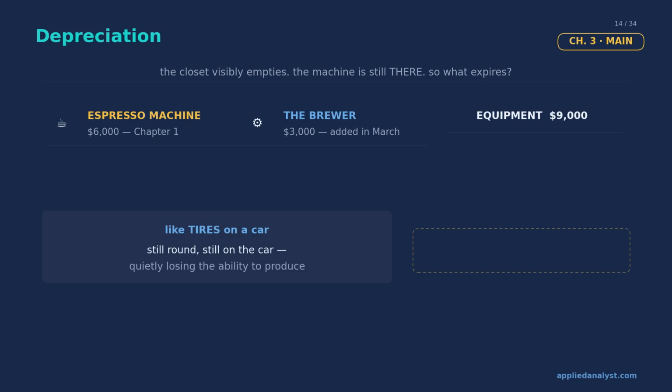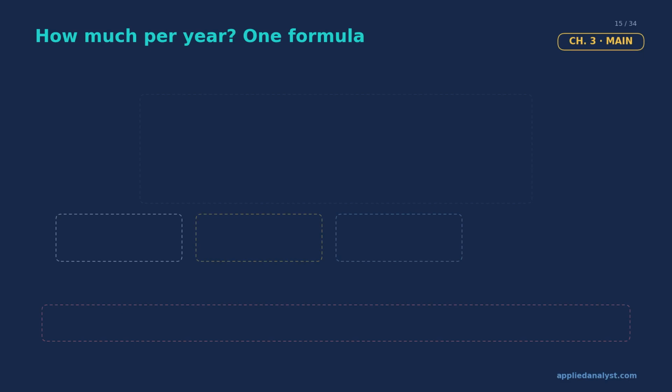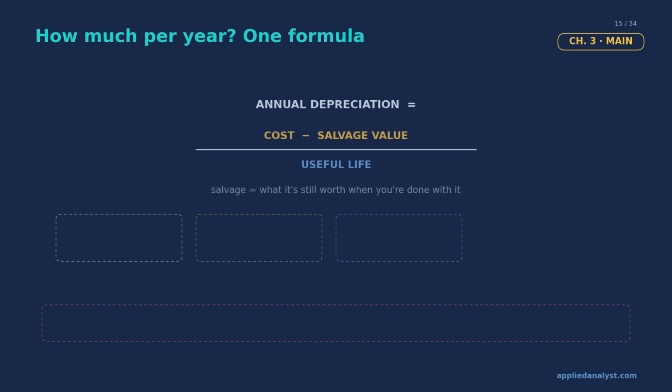So fixed assets, also called plant assets, or property, plant and equipment, are really a long-term prepaid expense. You paid once, and it earns revenue for years. Matching says, spread that cost across every year it works. How much per year? One formula. Annual depreciation expense equals cost minus salvage value, divided by useful life. Salvage value is what you expect the asset to still be worth when you're done with it.